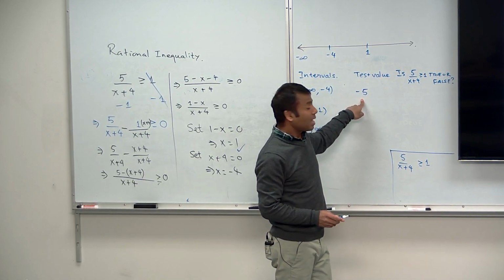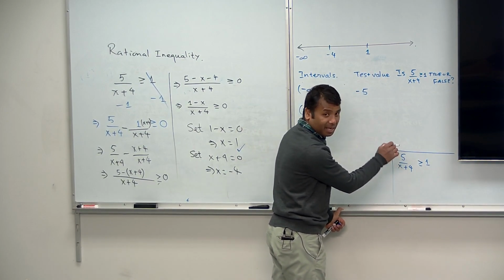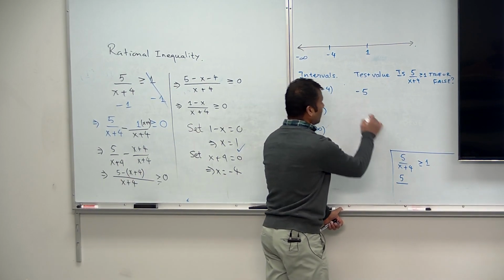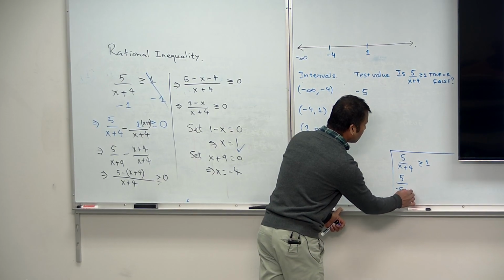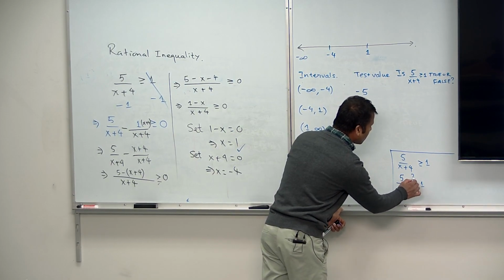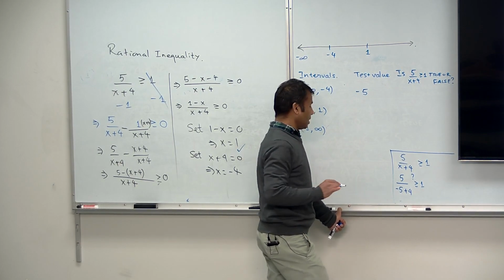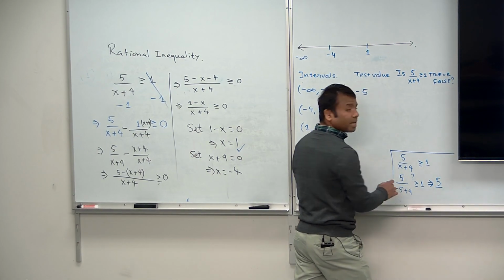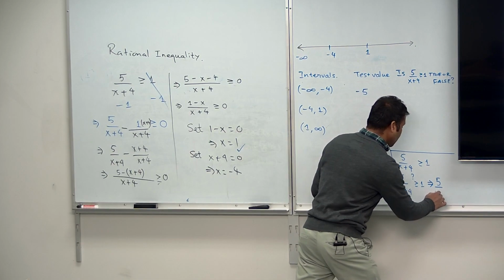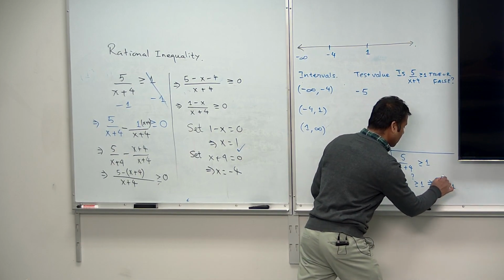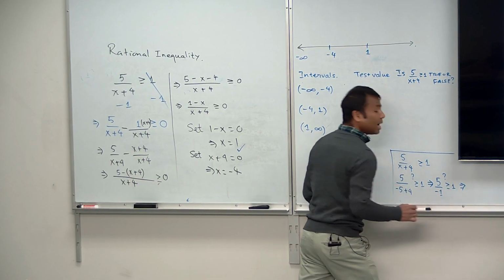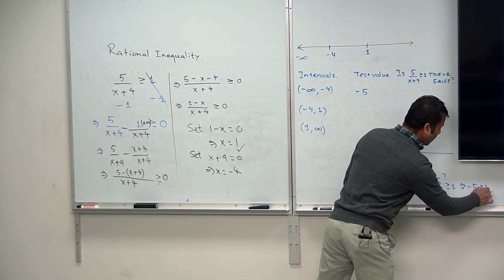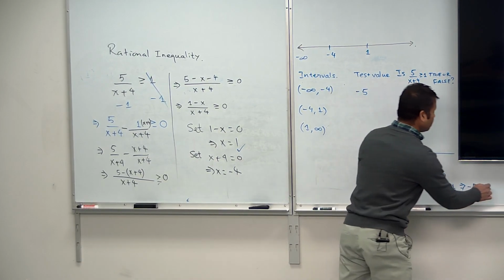-5. I want to plug in -5 here, okay? So this is 5 over, the value of x is -5, plus 4, is greater or equal to 1, question mark. Okay? And then, look here. What is -5 plus 4? -1 is greater or equal to 1, question mark. What is 5 over -1? -5. -5 is greater or equal to 1. Is this true or false? False.